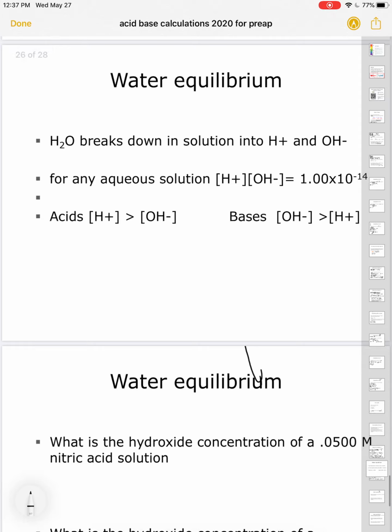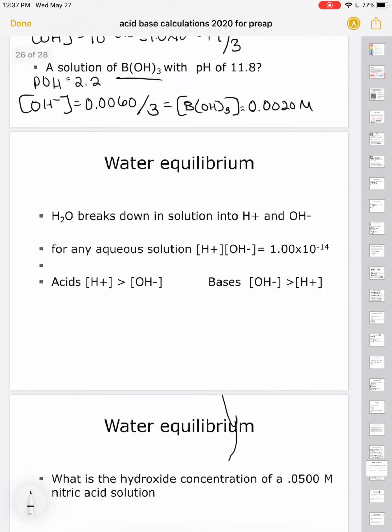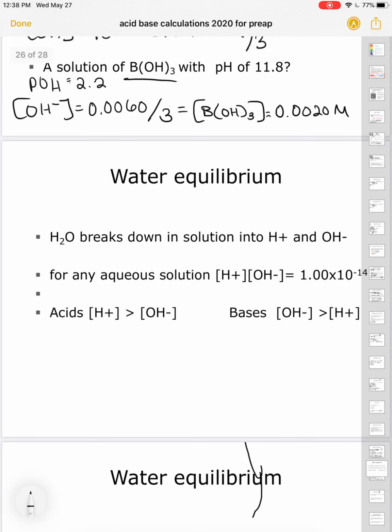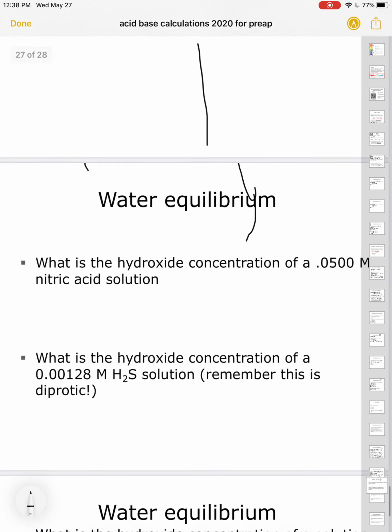Okay, so we can also use, to help us solve these problems, the equilibrium constant for water. If you've got water, the concentration of hydrogen times the concentration of hydroxide in that solution will always be 1.00 times 10 to the negative 14. So we can use the water equilibrium to help us solve some problems.